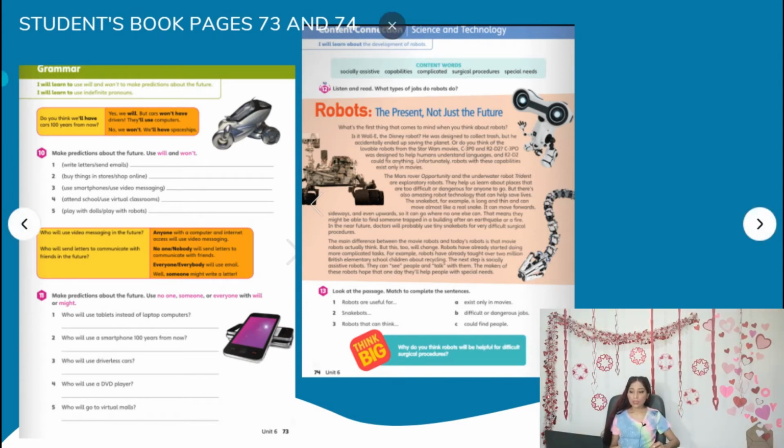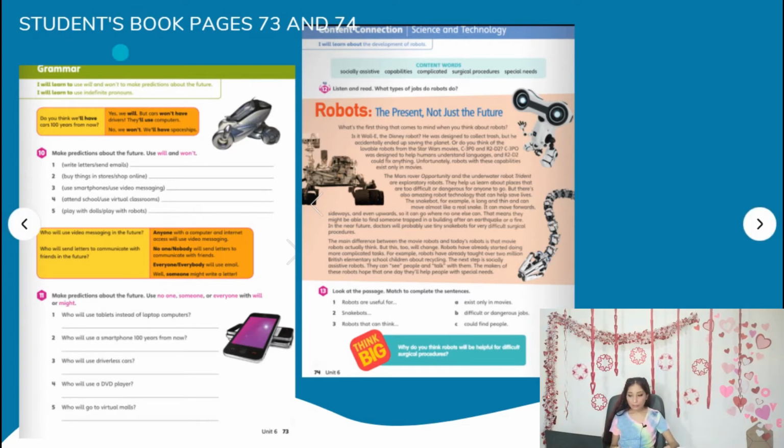Okay, so do you think we'll have cars 100 years from now? Yes, we will. But cars won't have drivers. They'll use computers. So as you can see, this is a contraction. They'll is the same as they will, okay? No, we won't. We'll have spaceships. Okay, so activity 10 says, make predictions about the future. Use will and won't. You can choose if you want to use will or if you want to use won't.